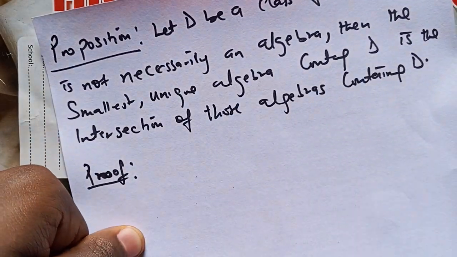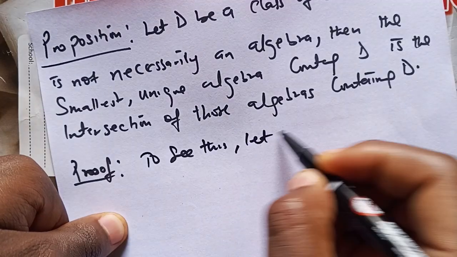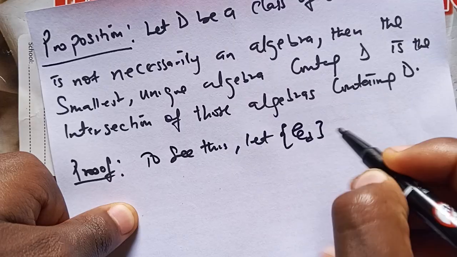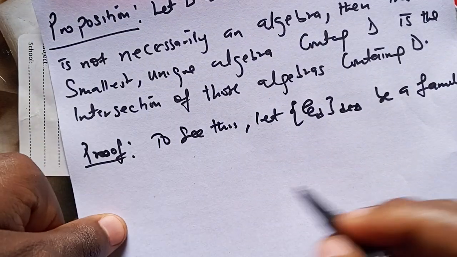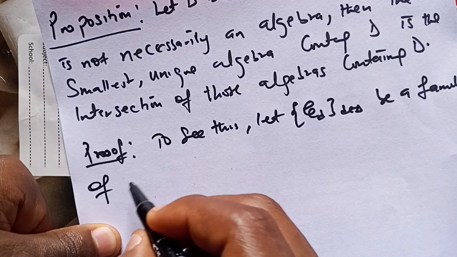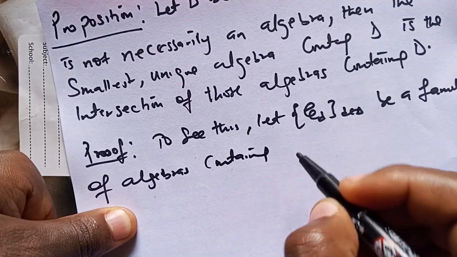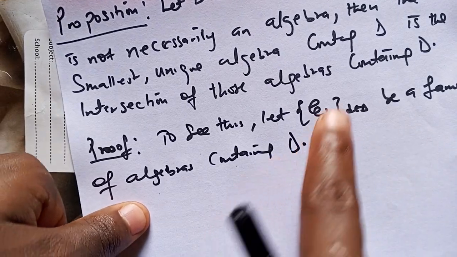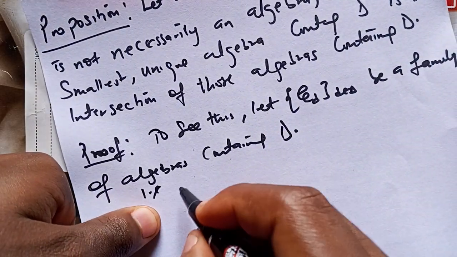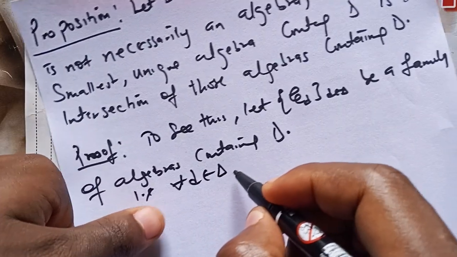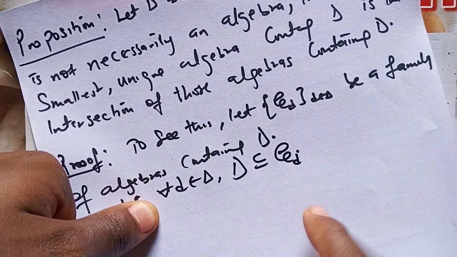Okay, now to see this, let this be a family of algebras containing D. So let this be a family of algebras containing D. That is, for every D in the index set, D is a subset of this algebra containing D.